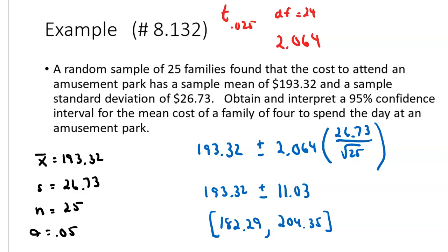All right, so I am 95% confident that based on the sample that I have of 25 families, the actual cost, the mean cost of attending an amusement park for those families is between $182.29 and $204.35. And that's t-scores. That's how you find confidence intervals using t-scores.